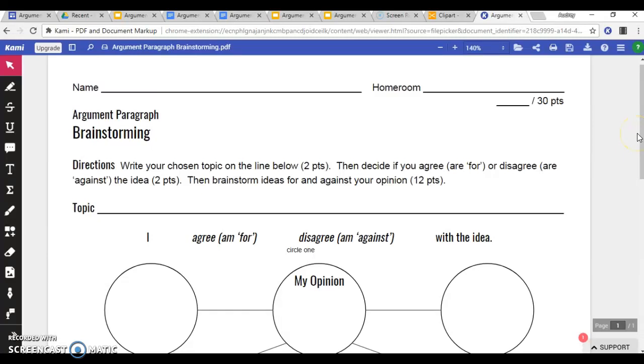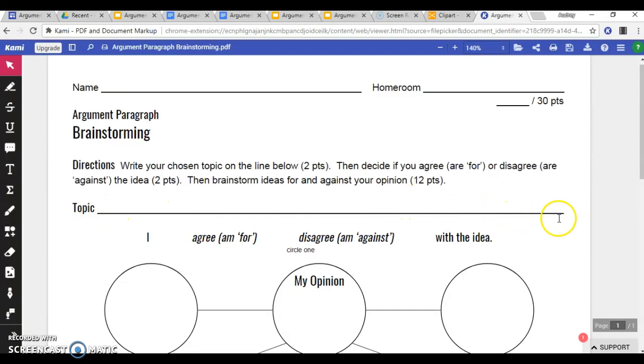In order to complete the argument paragraph brainstorming, you need to begin by putting your name first and last and your homeroom at the top of your paper. This assignment is worth a total of 30 points. The directions tell you to write your chosen topic on the line below. Then decide if you agree or disagree with the idea. Then brainstorm ideas for and against your opinion.